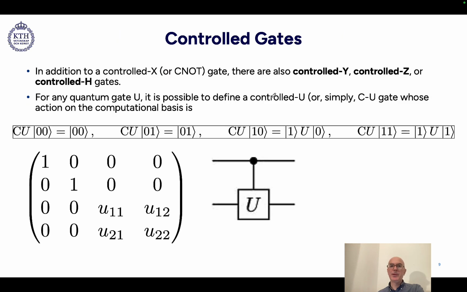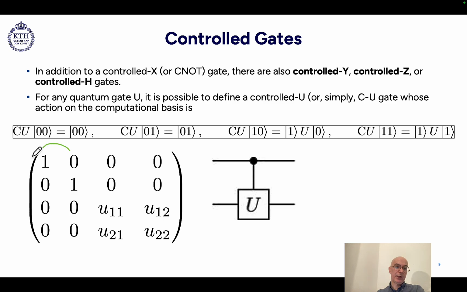I will finish this lecture by talking about the generalization of the controlled gates. In the previous lecture, we looked at the controlled X or controlled NOT. We can generalize it to any single quantum gate. For instance, we can also have controlled Y, controlled Z, or controlled Hadamard gates. For any quantum gate, it's possible to define a controlled U operation, and it's quite easy to do.